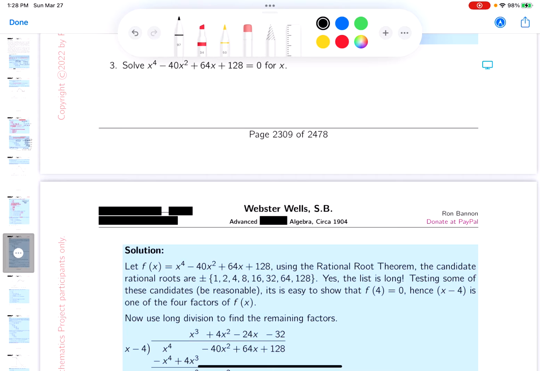Okay, for number 3, it's a fourth degree polynomial. I'm expecting to get 4 roots. There's all kinds of things we could do. I get upper bound, lower bound, how many positive roots, how many negative roots, and so on. We've done a lot of work with these things.